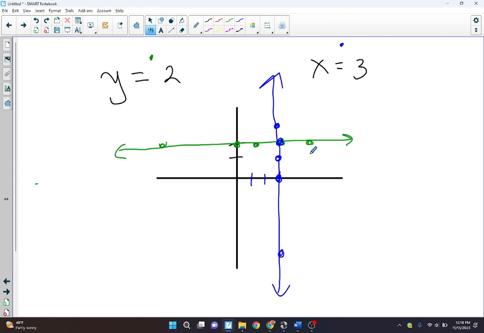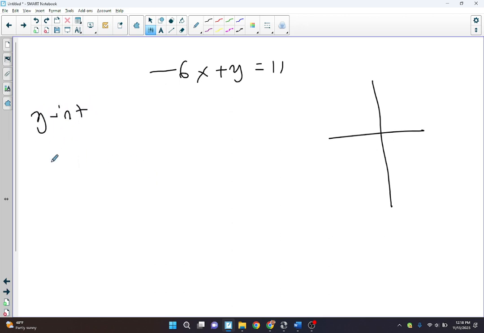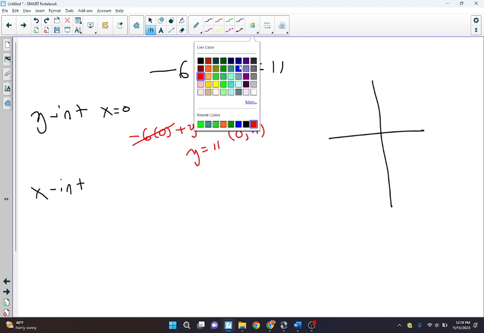How would you solve negative 6x plus y equals 11? Okay, so if I was told to graph this, I probably would use the intercepts, okay? So let's say y-intercept and x-intercept. I would take the y-intercept, which makes x equals 0, so I would replace this with 0. So negative 6 times 0 plus y equals 11. That completely disappears. So y equals 11, which means my first point is 0, 11.